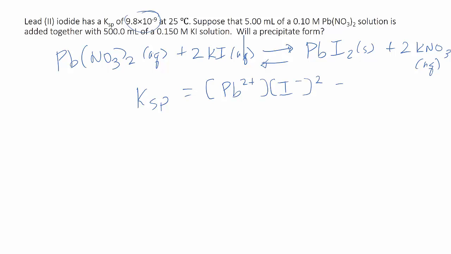And we were told that this value here is 9.8 times 10 to the minus 9. So as long as we have lead concentrations and iodide concentrations low enough that we keep this value here lower than this value, then we wouldn't expect to see a precipitate. But when these values start ticking up, then that's when the precipitate will form. So the question becomes, are the values in this specific circumstance sufficient enough to cause the precipitation?